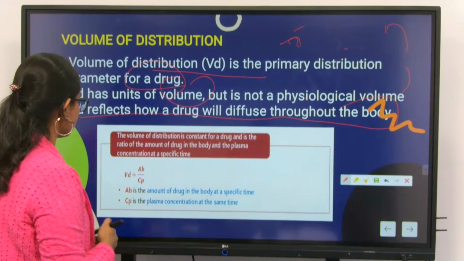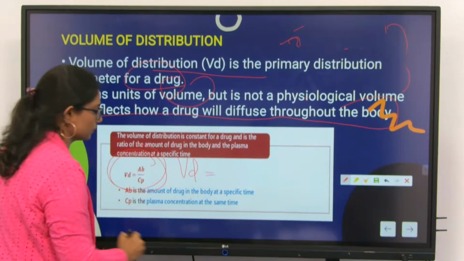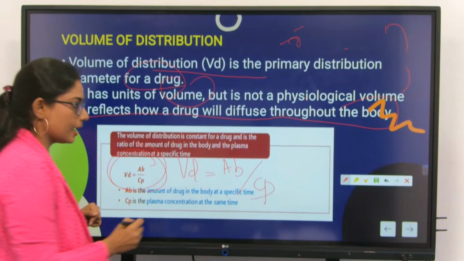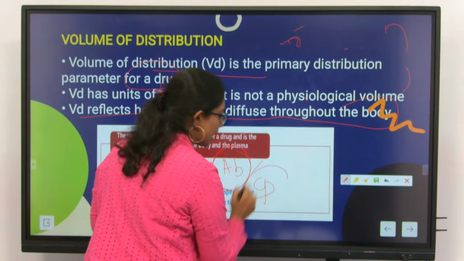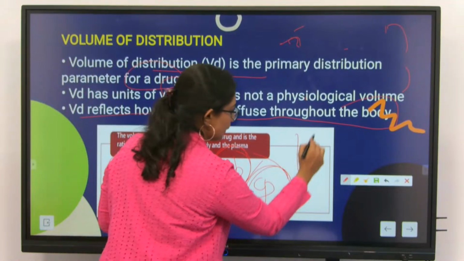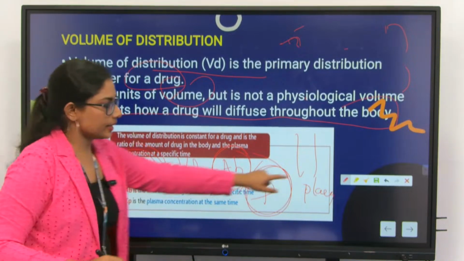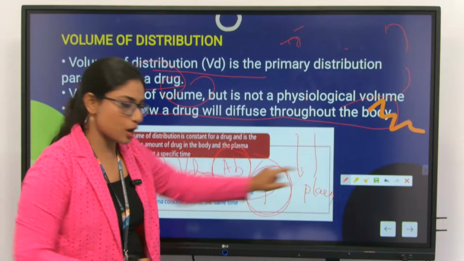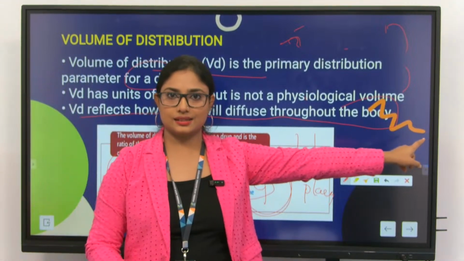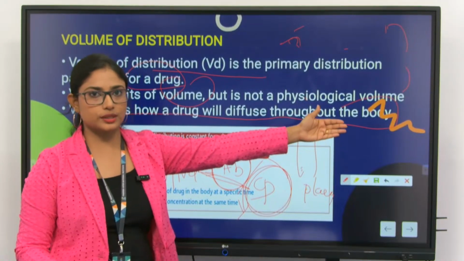Okay, yes. So volume of distribution is given by an equation. VD is equal to AB by CP, that means amount of drug divided by plasma concentration. See, this is also inversely proportional, isn't it? When the plasma concentration decreases, the volume of distribution increases. That means only a less amount of drug is still inside the plasma, and more drug is getting distributed into the tissues.